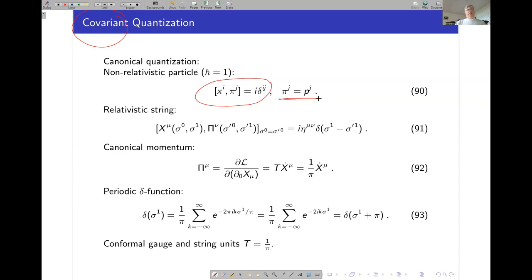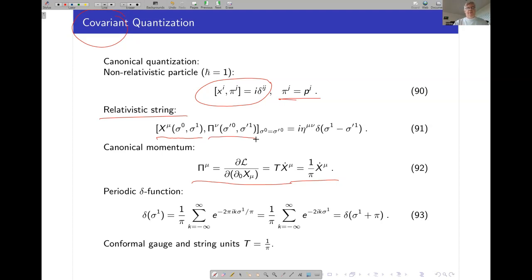Now, how does it, by analogy, then have to look for a relativistic string? Well, I now have to work with the string coordinate X^mu, which is a function of sigma 0 and sigma 1. And the canonical momentum, general definition, is the variation of the Lagrangian with respect to the time derivative of X. But in the conformal gauge, it's just proportional to X dot, or d0 X. So this is then my Pi here.